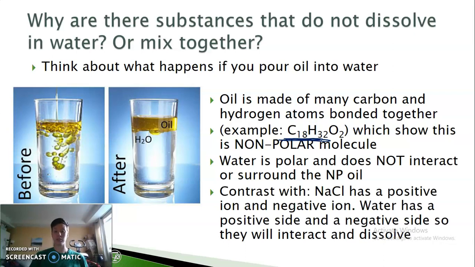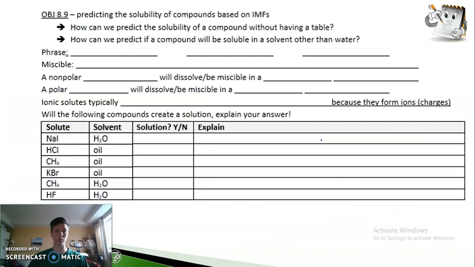In contrast, opposite of NaCl, right? NaCl has that positive and negative ion, and then water has that positive and negative side, so they do interact, and as we saw a few slides ago, those water molecules surrounded each of those ions. So this has to do with the notes in 8.9, and this would be something pretty important to write down somewhere, or to explain in your notes 8.9.